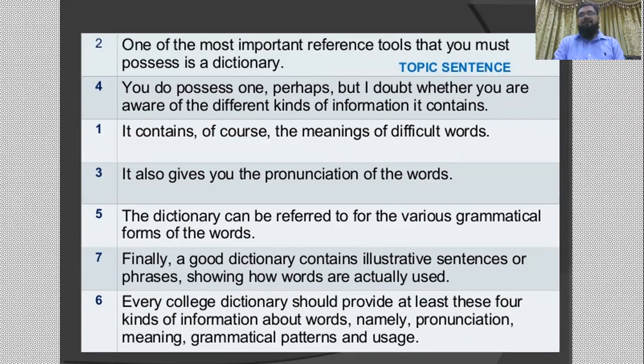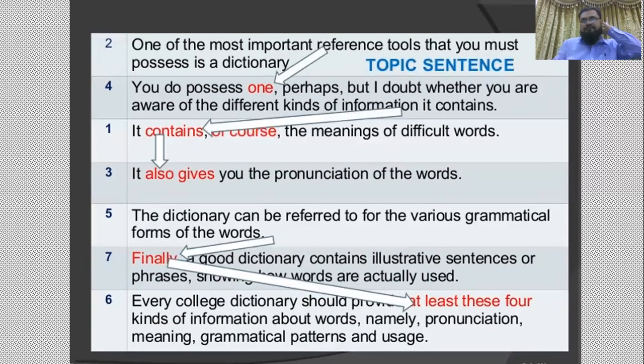You do possess a dictionary, but I doubt whether you are aware of the different kinds of information it contains. It contains, of course, the meaning of difficult words. It also gives you the pronunciation of the words. Now you see the third sentence, it contains, of course, and now it also, the fourth sentence is linked with the third one. Next, the dictionary can be referred to for the various grammatical forms of the words. Now again we have details. Finally, a good dictionary contains illustrative sentences or phrases showing how words are actually used. This is the closing. Now the conclusion is every college dictionary should provide at least 4 kinds of information about words, namely pronunciation, meaning, grammatical pattern, and usage.